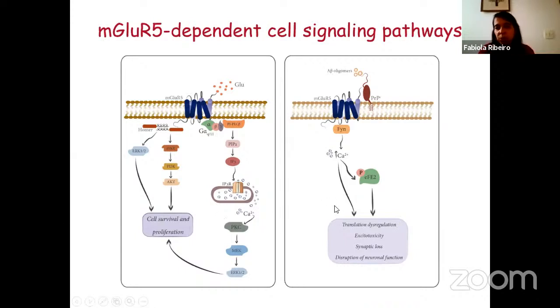But it has been shown that mGluR5 can also activate toxic pathways. For example, mGluR5 can couple or interact with PrPC, the cellular prion protein, that when bound to A-beta oligomers can lead to the activation of Fyn, which is a Src kinase, that can lead to an increase in intracellular calcium and activation of transcription factors that leads to translation dysregulation and can contribute to synaptic loss and neuronal dysfunction. So it really depends which cell signaling pathway is being activated by the receptor to see what would be the outcome.